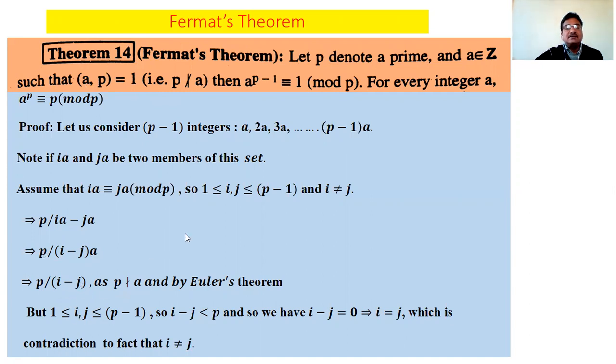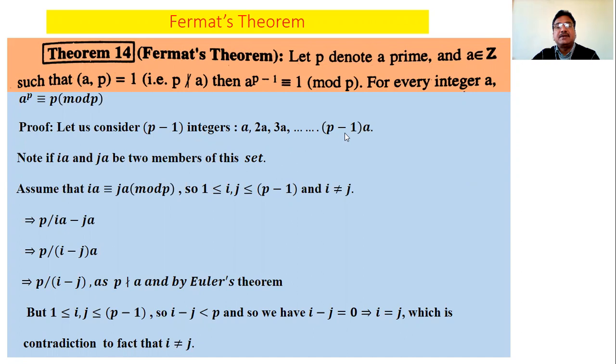But i and j are both less than or equal to p minus 1, so their difference is also strictly less than p. And p divides i minus j means i minus j is 0, because if a larger number divides a smaller number, then that smaller number must be 0. Then we have i equal to j, which contradicts the fact that i is not equal to j. So any two distinct members of this set of integers are not congruent modulo p.